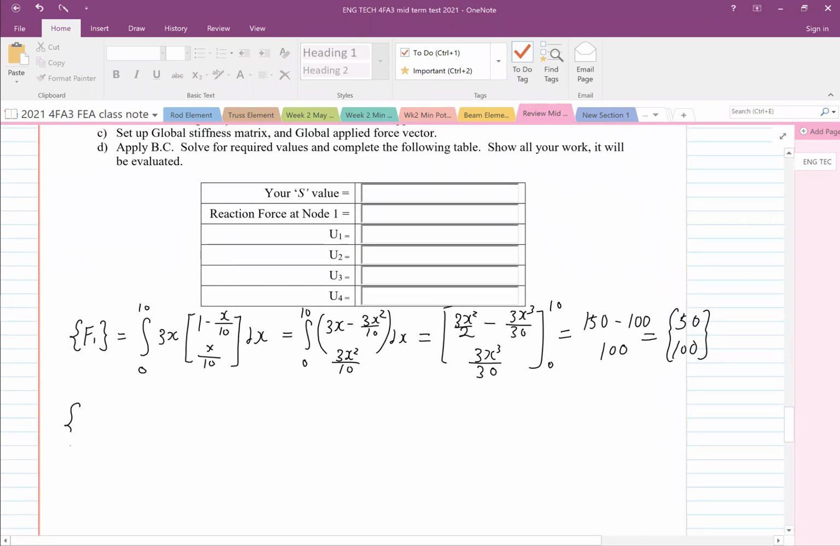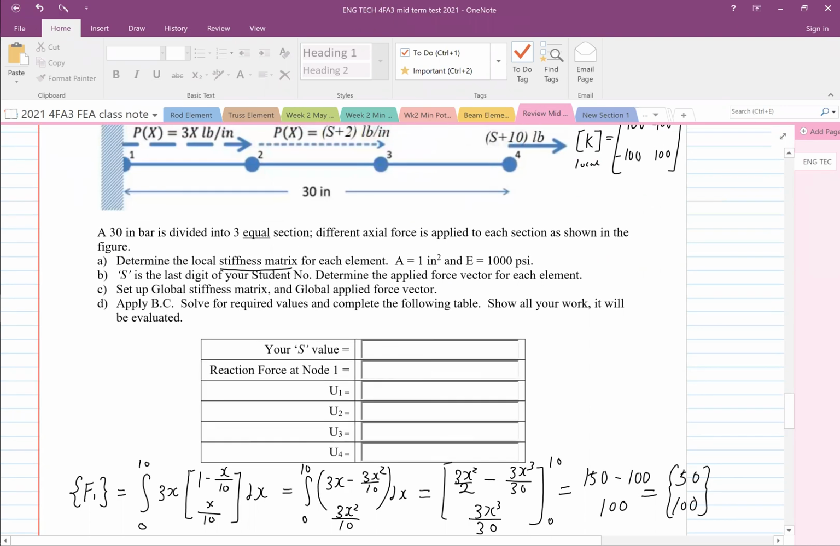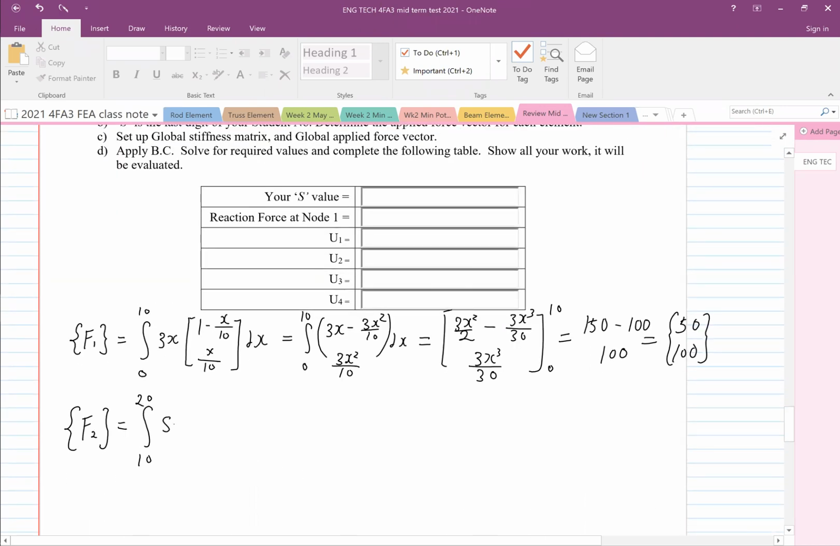Okay, fourth vector 2 will be from 10 to 20, right? And then which is s plus 2, 1 minus, same thing, same shape function. S plus 2.